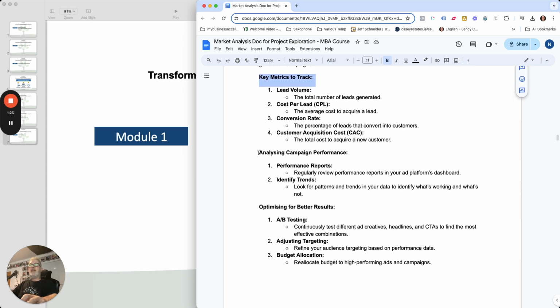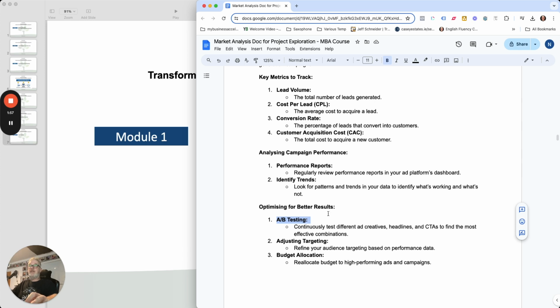If we look at analyzing campaign performance, we have performance reports. We can regularly review performance reports in your ad platform's dashboard. I'll teach you exactly how to do that, how to set up your business, your ad account, in a way that you can see the exact data that you need in order to evaluate the success of your campaigns. And we can also look at trends. We can look for patterns and trends in the data to identify what's working and what's not working so well. This will also include maybe some A/B testing.